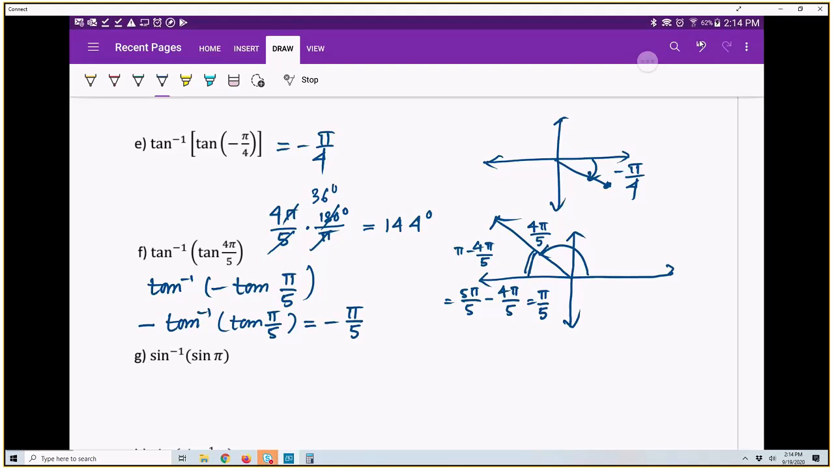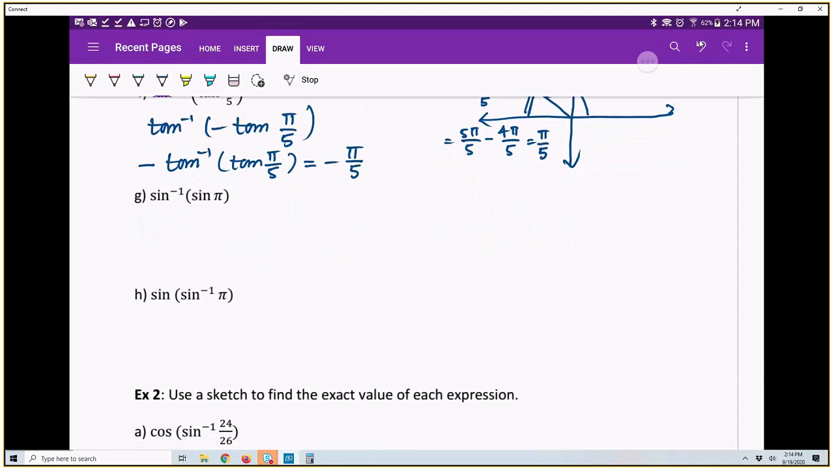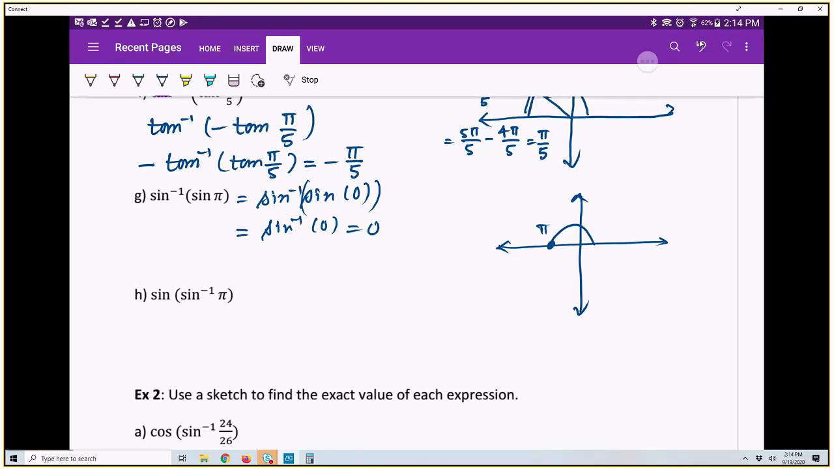Alrighty? Sine inverse sine of pi. So think of this. Pi, the angle, is here. It's in the second or the third quadrant. So I have to find the reference angle clearly because it is on the negative direction of the x-axis. The reference angle is 0. So I will say that this is sine inverse sine of 0. Now sine of 0 is 0, so I get sine inverse of 0, which is 0 as my final answer.